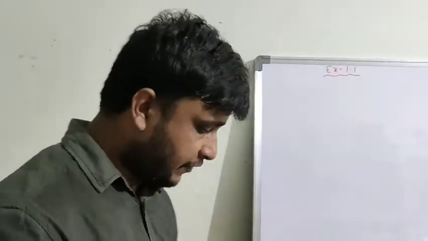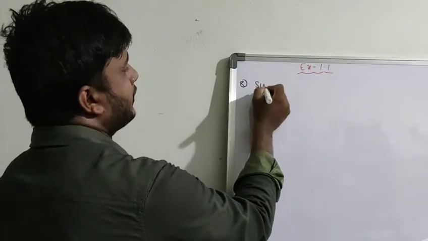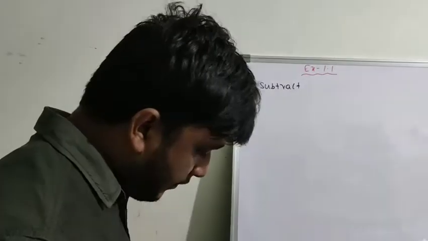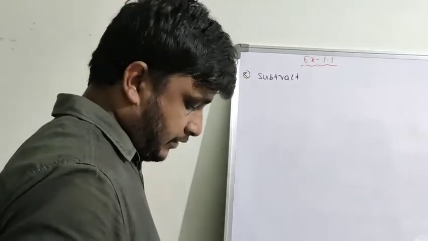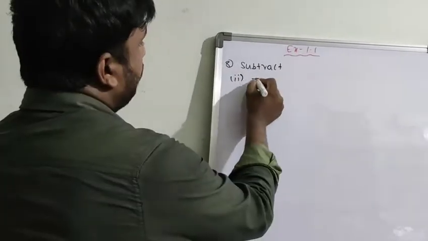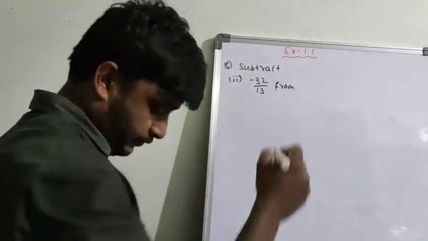Okay, first if you observe the 8th question, we have subtract. In this there are two bits. I am explaining the second bit first. Subtract minus 32 by 13 from 2.